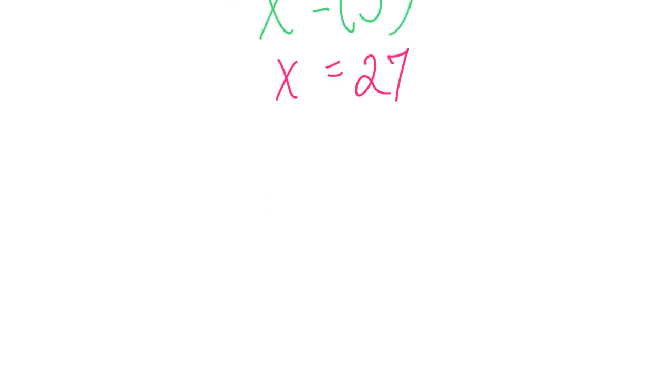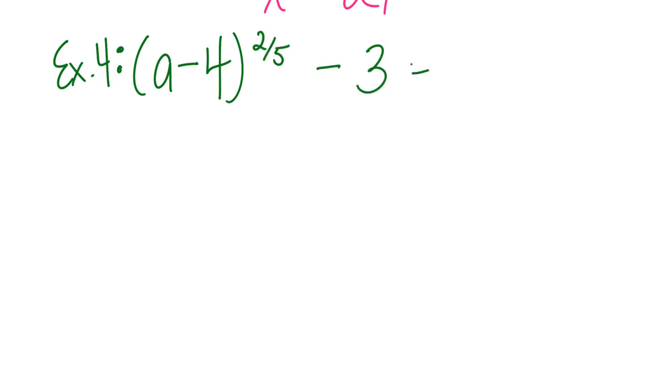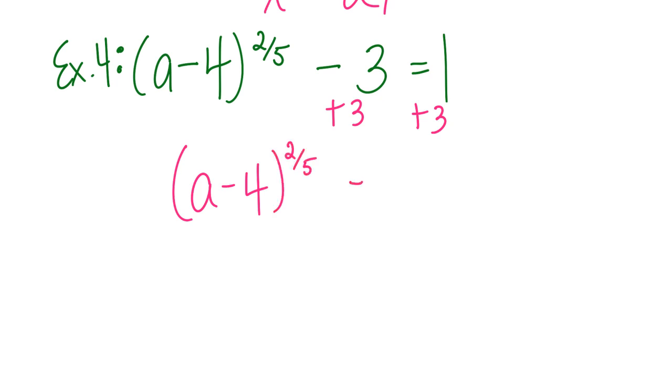All right, we're going to look at one more solving equations using rational exponents. If I have, oops, I'm on example 4, I believe. If I have a minus 4 to the 2/5 minus 3 equals 1, well, what does your gut tell you to do first? We're solving for a, so my gut says, hey, let's add this 3 over. So I have all of a minus 4 to the 2/5 is equal to 4.